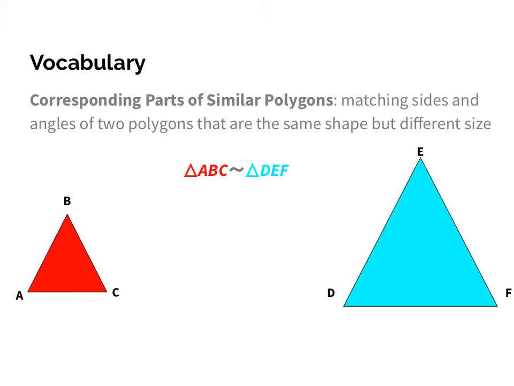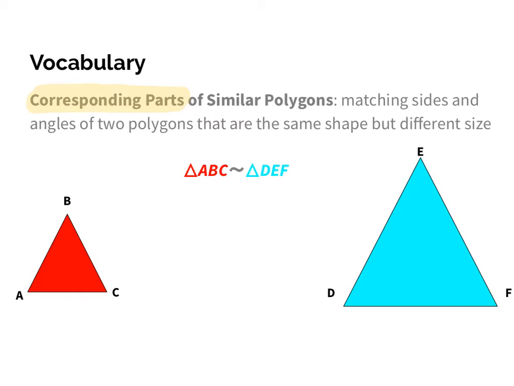Now, how are you going to figure this out? What we're going to have to do in order to analyze these types of problems is we're going to have to figure out which parts match up. To figure that out, we're going to look for what are called corresponding parts. Corresponding are exactly what I said. They are the parts that match up to each other. So they are the matching sides and angles from one polygon to the other.